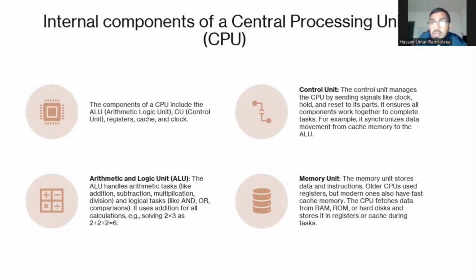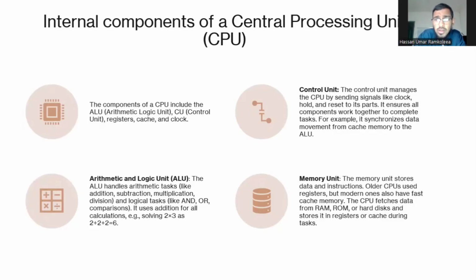The control unit, also known as the CU, manages the CPU by sending signals like clock, hold, and reset to its ports. It ensures that all the components work together to complete different tasks. For example, it synchronizes data movement from cache memory to the arithmetic logic unit.